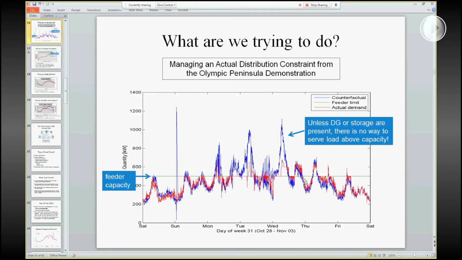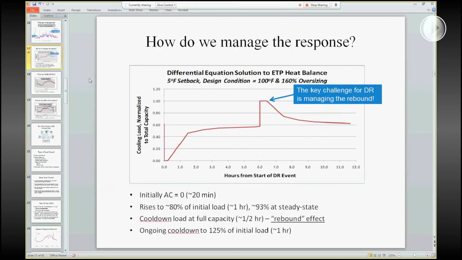And we'll get a little bit more into some of the details of this market system here in a few minutes. So one of the other things that we've worked on in the past is looking at how to mitigate the rebound that occurs after a demand response event. This is a very important phenomenon.